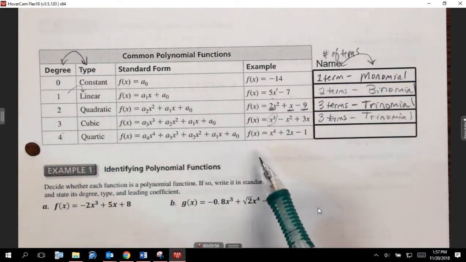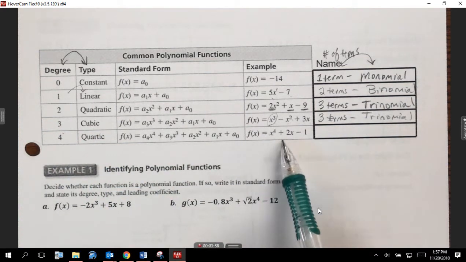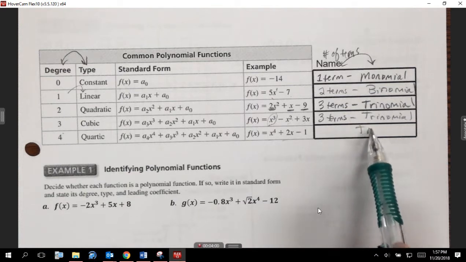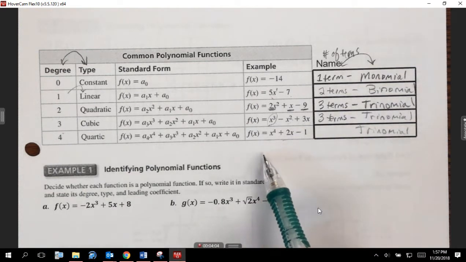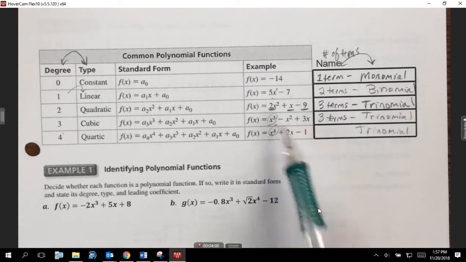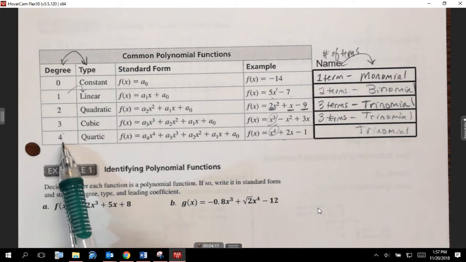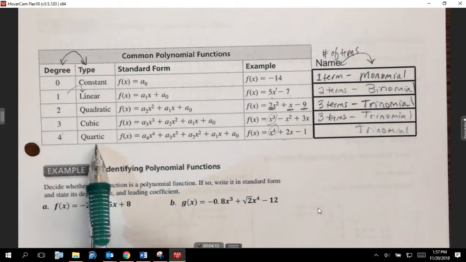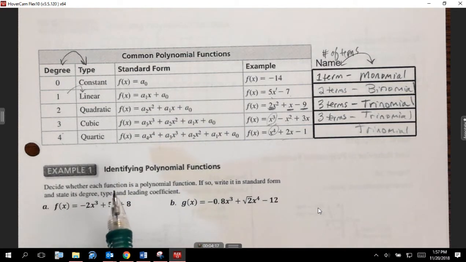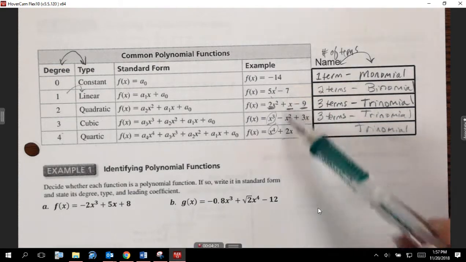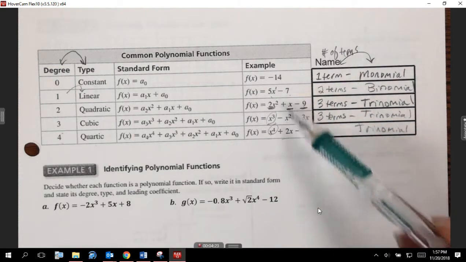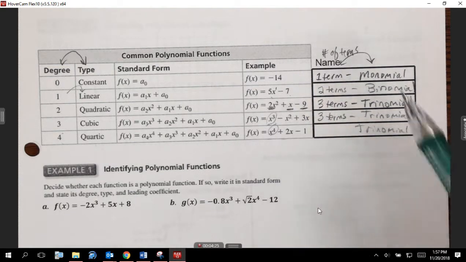And then the last one we're going to talk about, this one has 3 terms, so this would also be trinomial. But what is the highest power in any of the terms? 4. So this has a degree of 4, and when it has a degree of 4, it's called quartic. So quadratic is 2, quartic is 4. Now there were not a whole lot of different examples of terms, so I'm just going to give you one more example for terms.